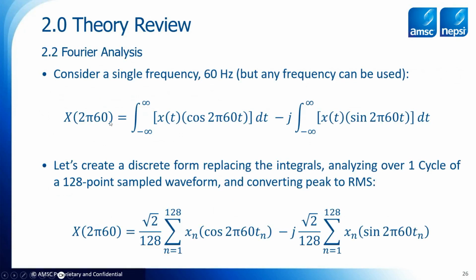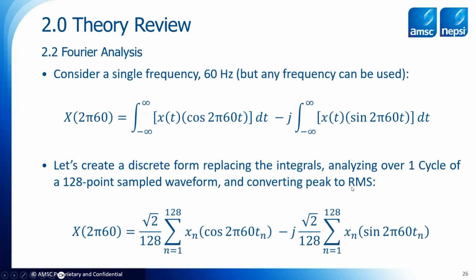So if we have 60 hertz, we can say that x of 2 pi 60 is equal to this integral, where we have the cosine of a specific frequency and the sine of a specific frequency times our function x of t. Well, let's convert this into a more discrete form. And if you go through the work and the dotting of i's and t's on this, you'll discover that this frequency domain value at 60 hertz will be the square root of 2 over 128.